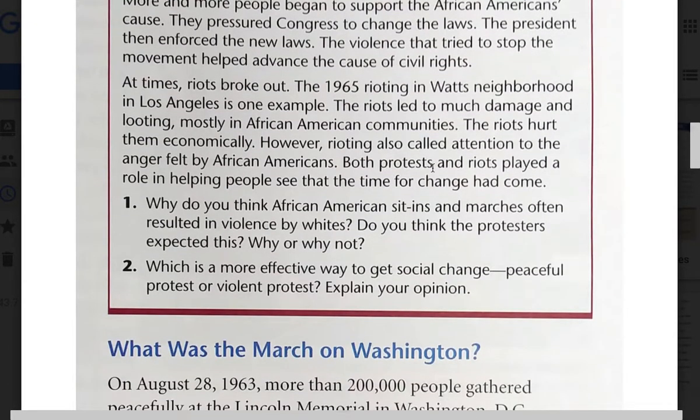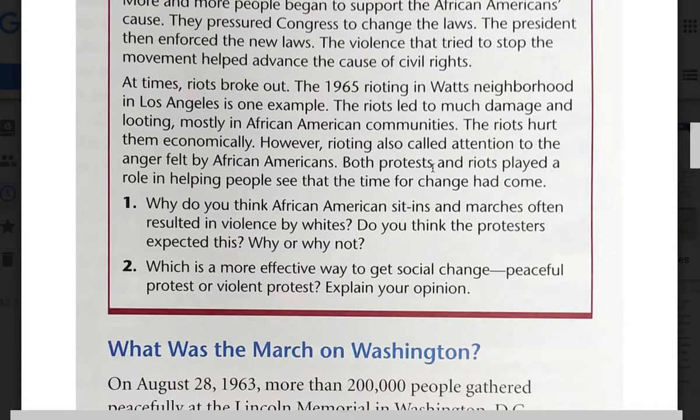At times, riots broke out. The 1965 rioting in Watts neighborhood in Los Angeles is one example. The riots led to much damage and looting, mostly in African American communities. The riots hurt them economically. However, rioting also called attention to the anger felt by African Americans. Both protests and riots played a role in helping people see that the time for change had come.